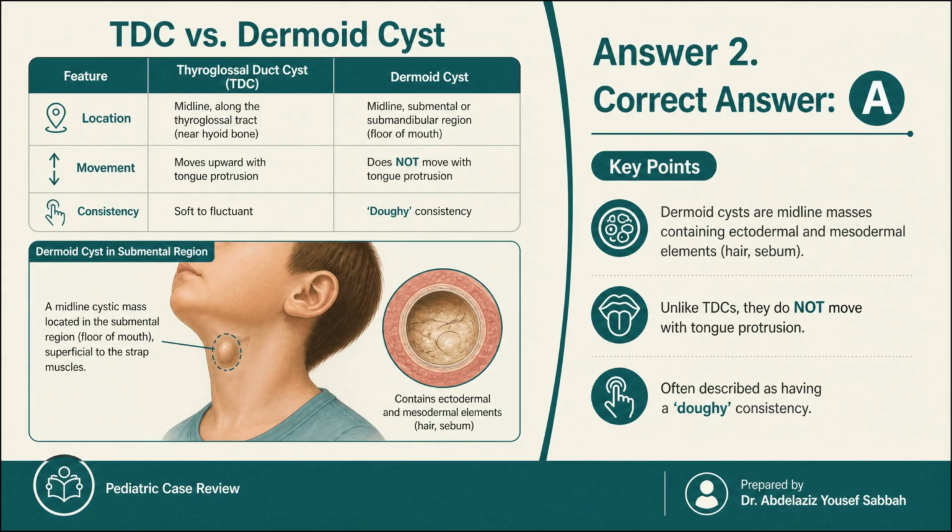Dermoid cysts are congenital inclusion cysts that contain both ectodermal and mesodermal elements, such as hair, sebaceous material, and skin appendages, which accounts for their doughy feel. In the neck, they are typically located in the midline submental or submandibular region, superficial to the strap muscles. Unlike thyroglossal duct cysts, they have no connection to the hyoid bone or tongue base, so they remain stationary during swallowing. Treatment is simple surgical excision.